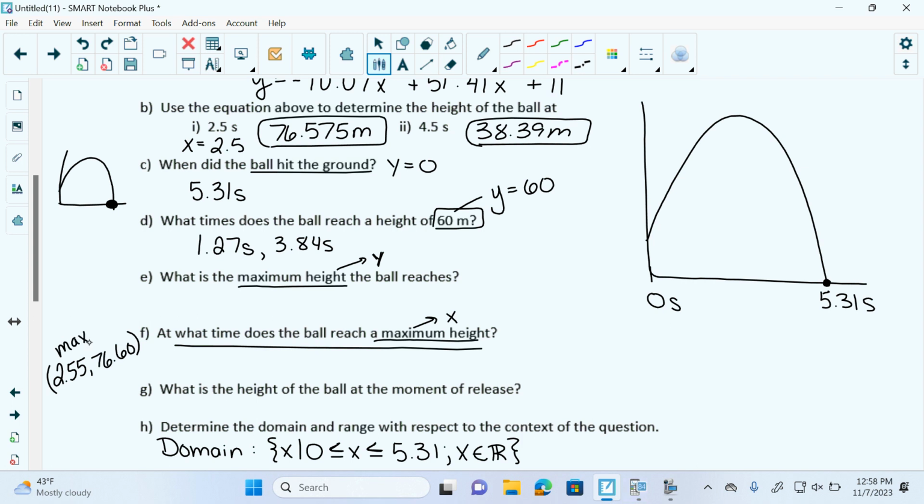Which one of those numbers represents the maximum height? The y, right? This is time, because x is time, and this is height. And this is max, correct? So here it says, what is the maximum height? Well, it's 76.60, because y is always max height. And then what time does it reach the maximum height? 2.55 seconds.